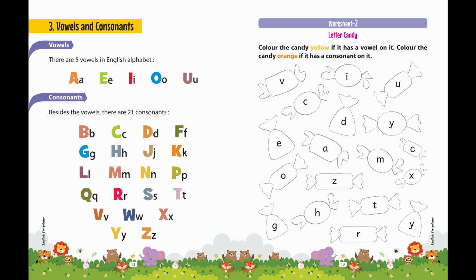Vowels and consonants. Today we'll learn about vowels and consonants. There are 5 vowels in English: A, E, I, O, U. All the other letters are consonants like B, C, D, F, G, and so on. Let's do a fun worksheet now. Color the candy yellow if the letter is a vowel. Color it orange if it's a consonant.